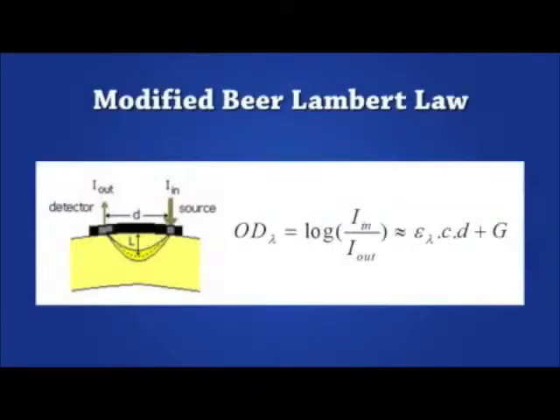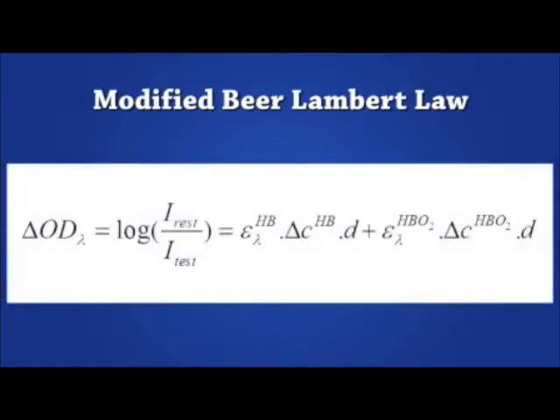OD is also related to the concentration and absorption coefficient of chromophores, the corrected distance of the light source and detector, plus a constant attenuation factor. Having the same input light intensity at two different time instances, the difference in OD can be written in terms of only detected light intensity values.